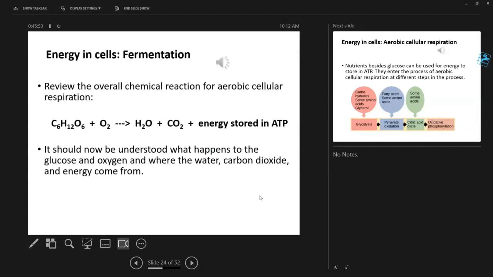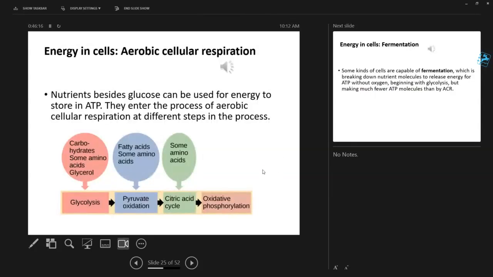Okay, so there again is our overall reaction. So we've seen how this is broken down, where the oxygen is used, where the water molecules are made, and where the carbon dioxide comes from. And like I mentioned at the beginning, this doesn't have to be glucose.